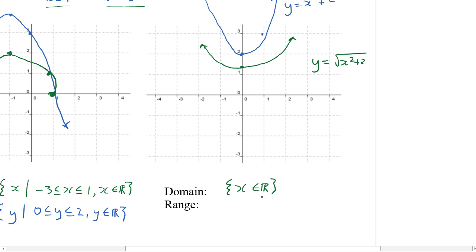And for my range, y such that y is greater than or equal to the square root of 2, I'll just put the square root of 2, such that y is taken from the set of all real numbers. Okay.